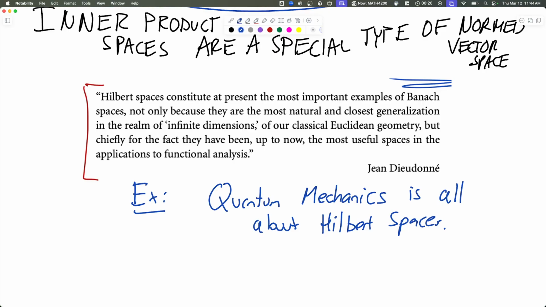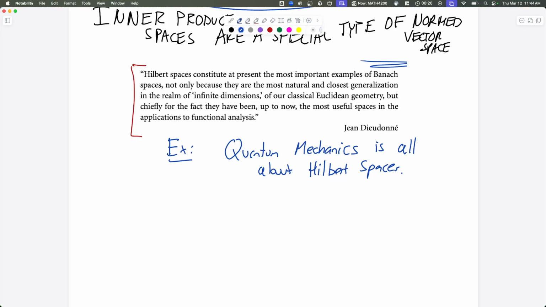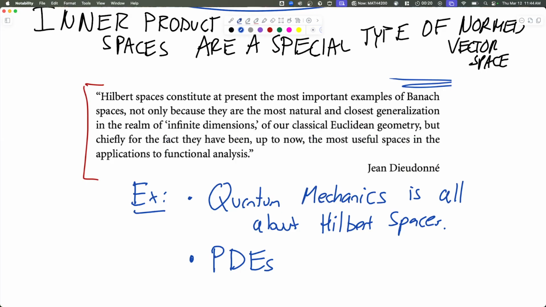That's the big picture. Another example, let's do another example. PDEs have a ton of this stuff where you define certain spaces where the things do what you want them to do. I'm trying to think of other examples, but let's leave it at those two. Okay, so that's the big picture.